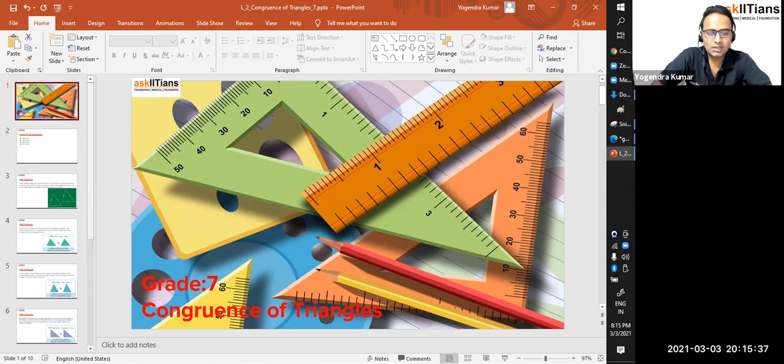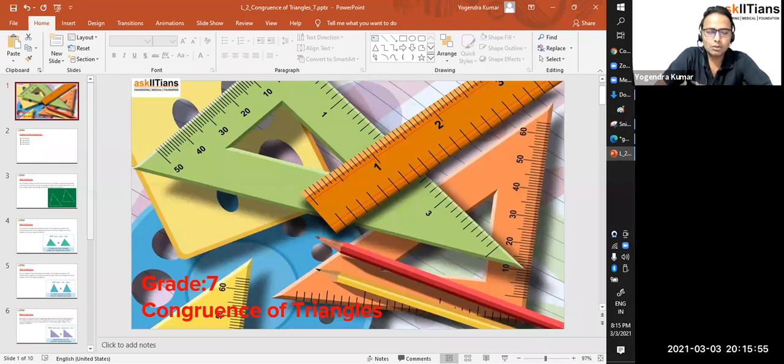Last class we saw what is congruency and what is similarity. We saw what types of congruencies we have. We have seen different examples and practiced enough. So now we are going to continue our discussion further here.